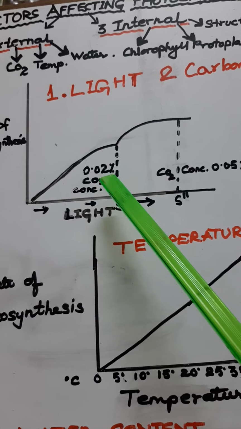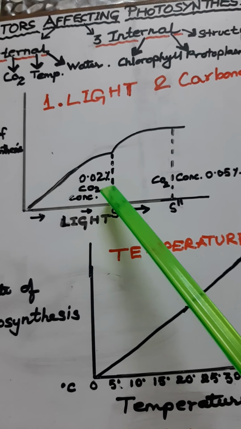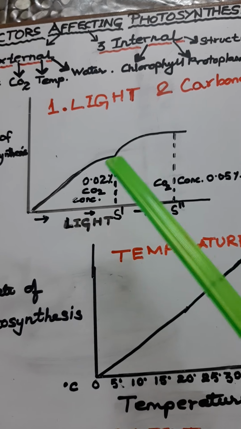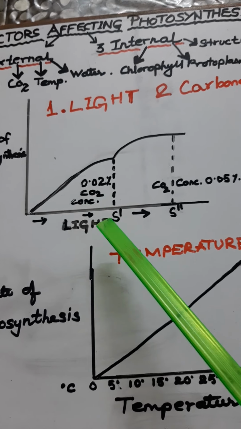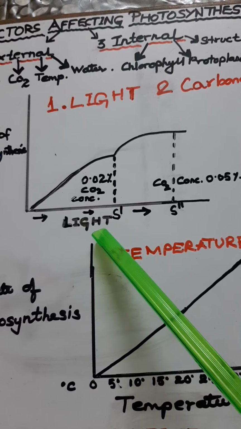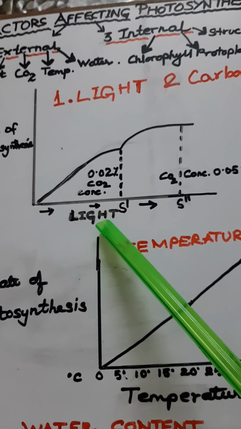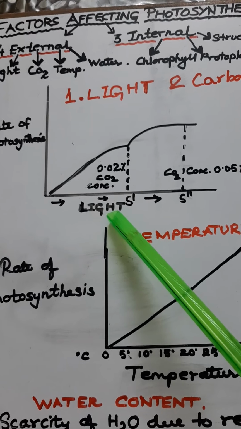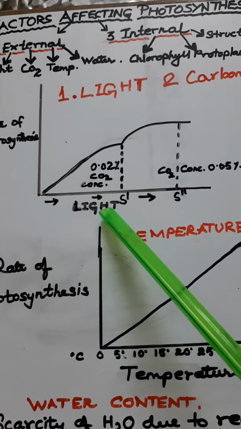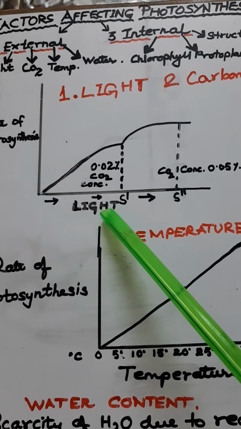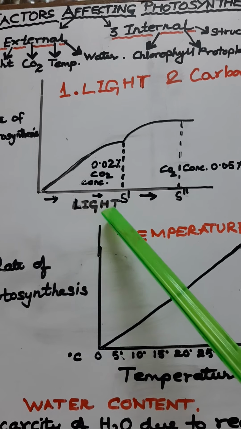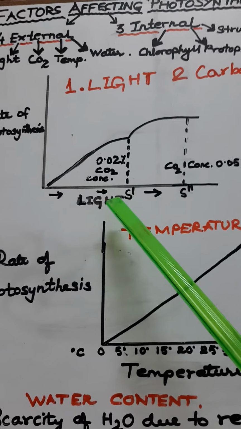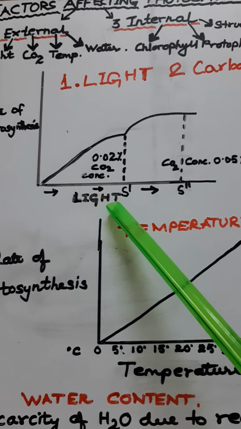Now, over here, the carbon dioxide concentration is 0.02%. Now, after this, no matter how much of light is increased, the rate of photosynthesis will not increase. That means some factor has become limiting over here. Something is stopping the rate of photosynthesis. Some factor has become limiting.